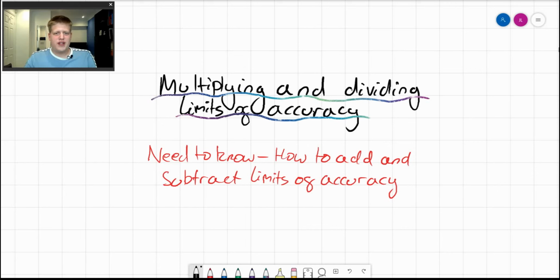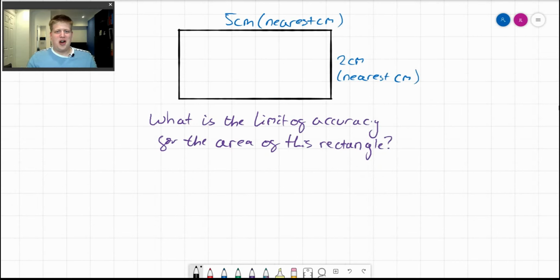Now that we've learnt to add and subtract limits of accuracy, we're going to look at multiplying and dividing them. Do make sure that you know how to add and subtract limits of accuracy before you start this video. Have a look at this really nice question here.